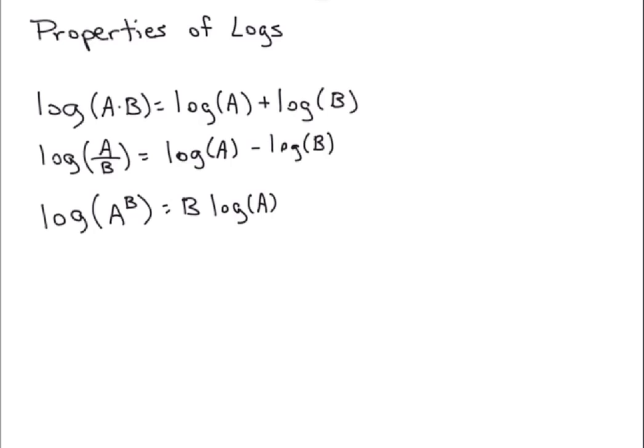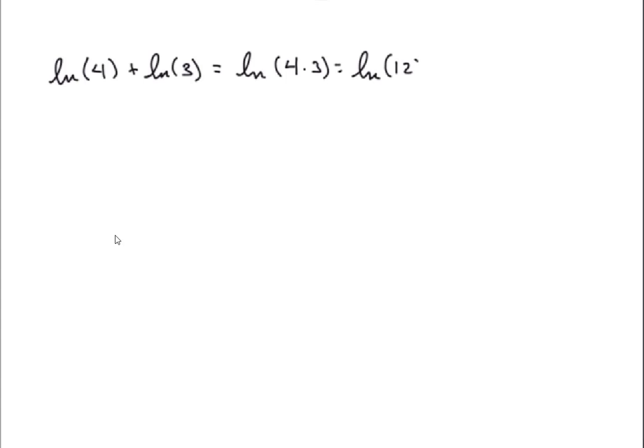Okay, so let's look at some examples here. Okay, so say we have this expression. So natural log of 4 plus natural log of 3. And remember, natural log is just log base e. And most of the time in calculus, we're going to be using our logs base e. But in this case, we have two separate logs that are added together. We can combine these into a single one by doing 4 times 3. And so this ends up being natural log of 12.